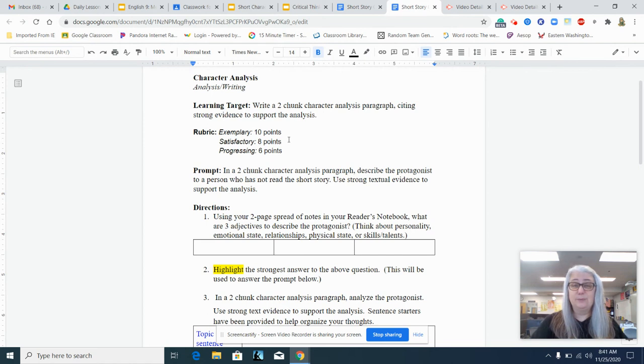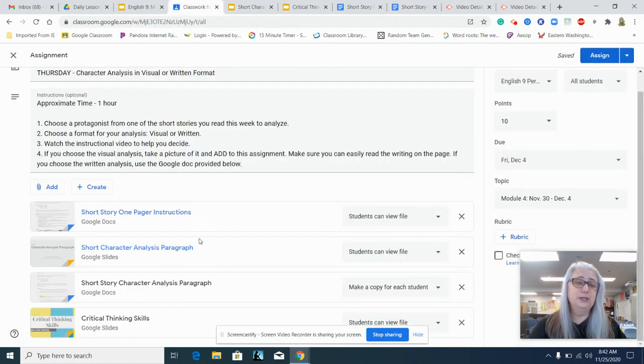If you want to go exemplary, maybe add 3 chunks, have 3 quotes with 2 sentences of commentary, or maybe have your commentary go more in depth. You'd still have 2 quotes, but you would have maybe 3 or 4 sentences of commentary to really elaborate on your explanation of how that quote proves what you think about your character. Okay? So those are your options if you want to do the written or the visual analysis.